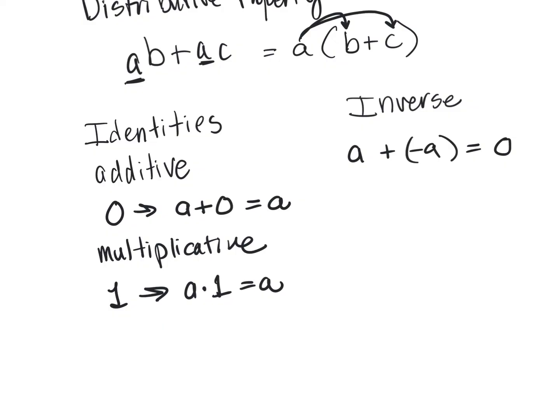Multiplicative inverse is the reciprocal. So if I have A and I multiply it by its reciprocal, I get 1. So the reciprocal of 3 is 1/3. Notice when I multiply those together, I get 3/3, which is 1, and so on. Those are all the important properties that you would need to know.